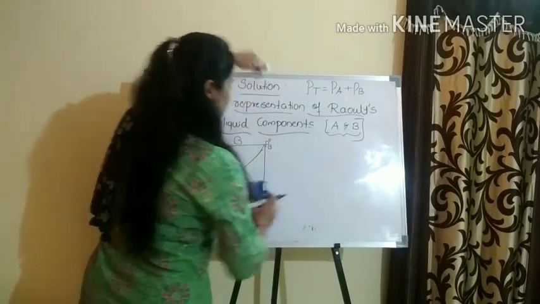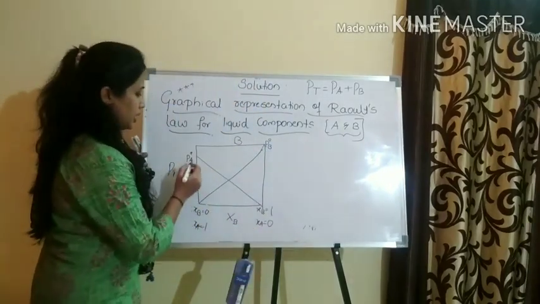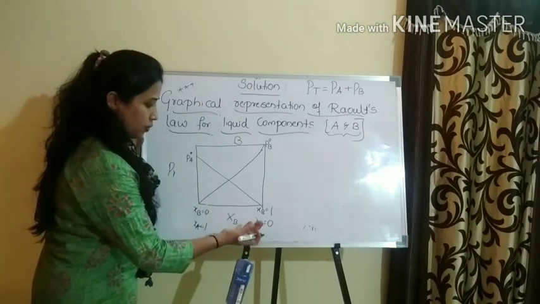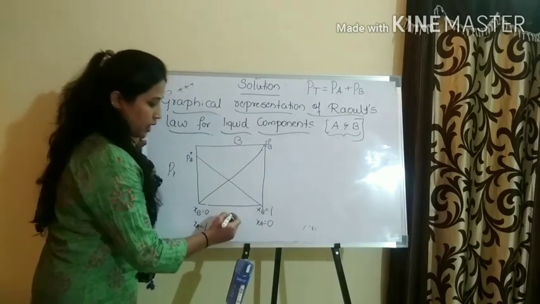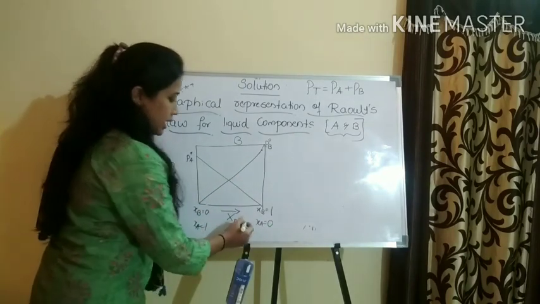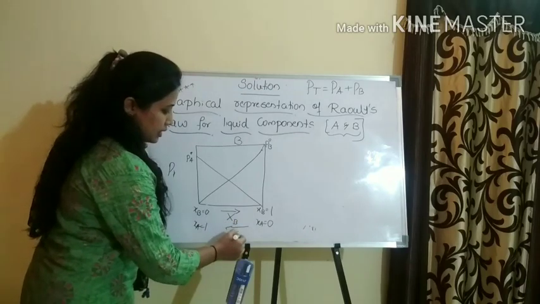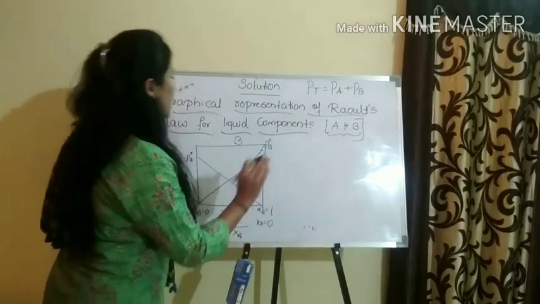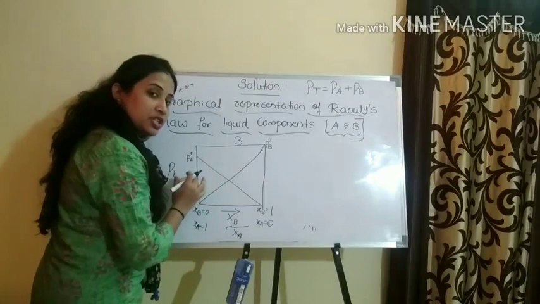Yes. Now see here. So now I have an A component as well as a B component. XB is increasing like this. XA is increasing like this. I hope you have gone through it. So now, how is the total pressure obtained?